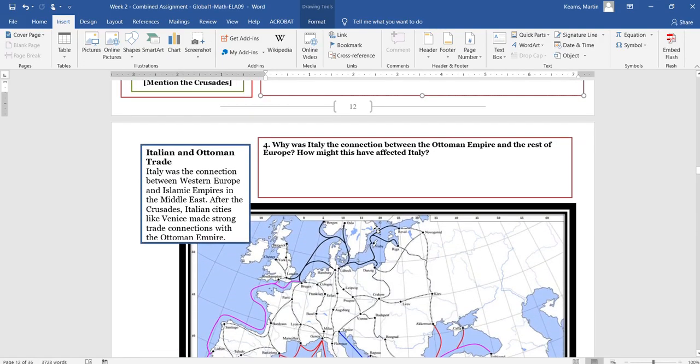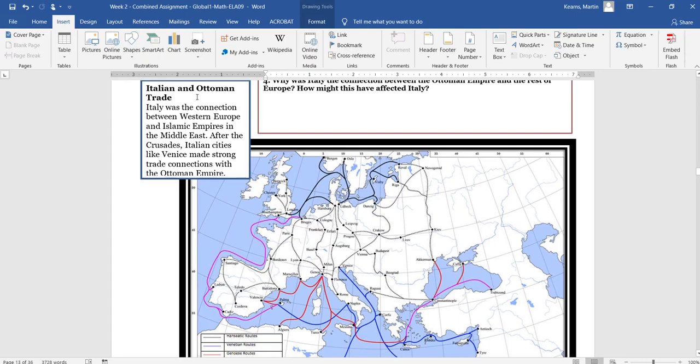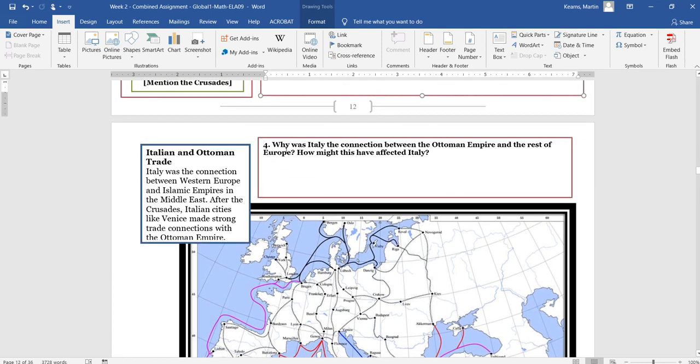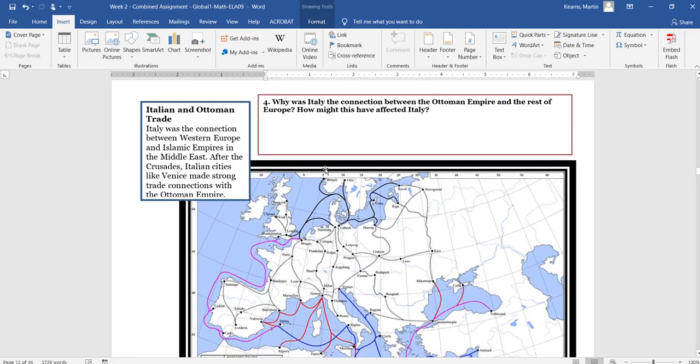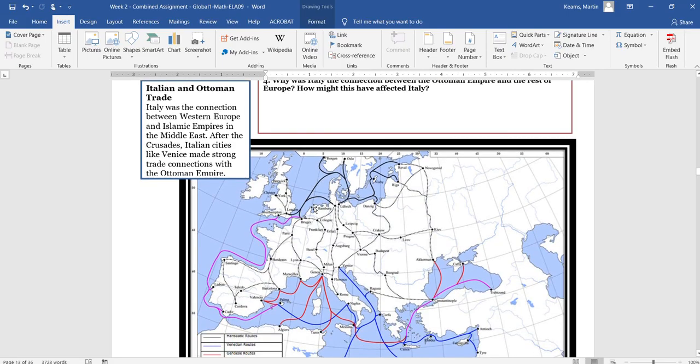We're going to come down to page 13. Italian and Ottoman trade. Italy was the connection between Western Europe and Islamic empires in the Middle East. After the Crusades, Italian cities like Venice made strong trade connections with the Ottoman Empire. So, why was Italy the connection between the Ottoman Empire and the rest of Europe? And how might this have affected Italy? All right. What causes could have been?